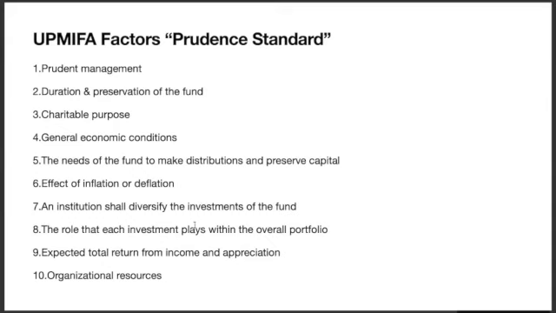So what these basically state, if you look at maybe the prudent management, duration, and preservation of the fund, is that decisions must be made prudently with a long-term focus. Number 5, the needs of the fund to make distributions and preserve capital. This refers to the spending policy, return targets, asset allocation, and risk management. These must all work cohesively and be documented in the fund documents.